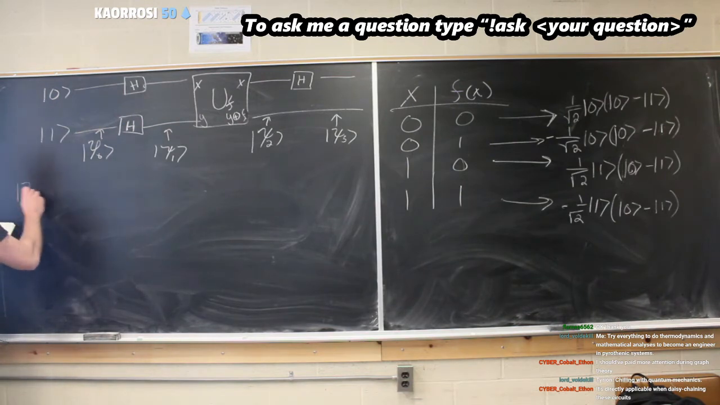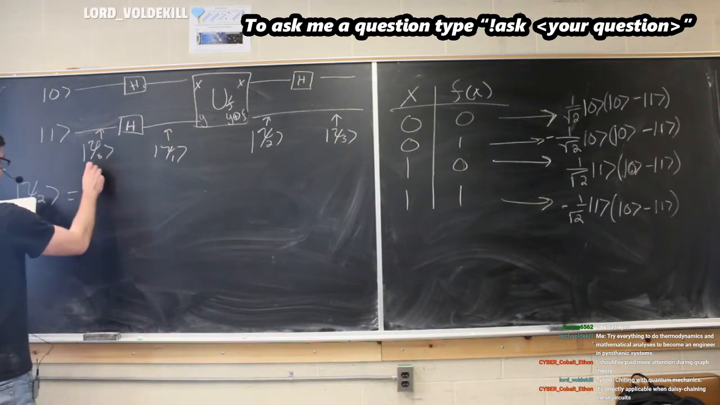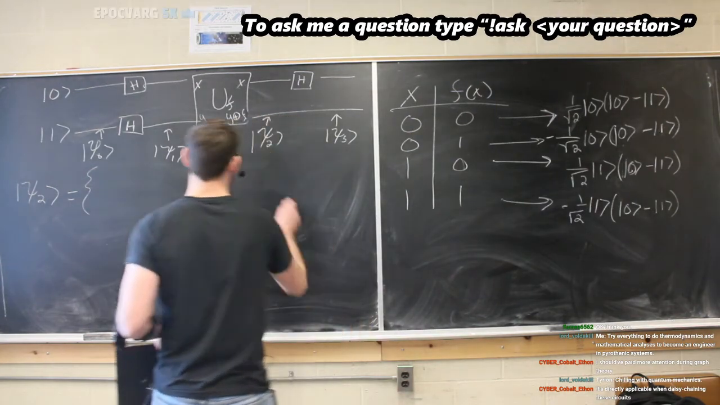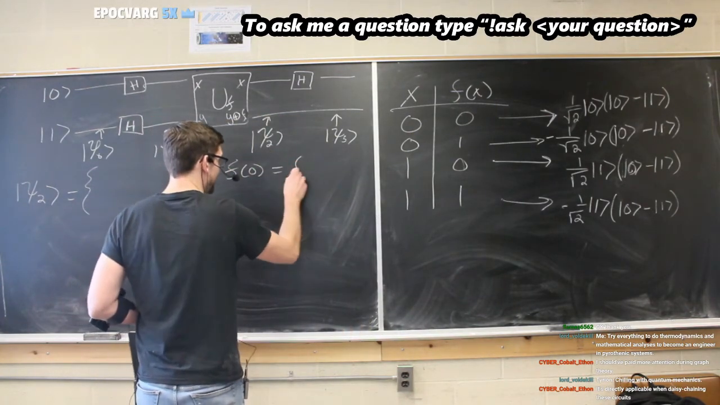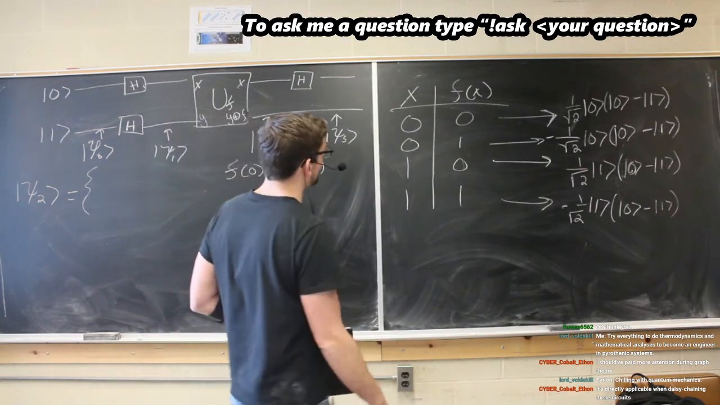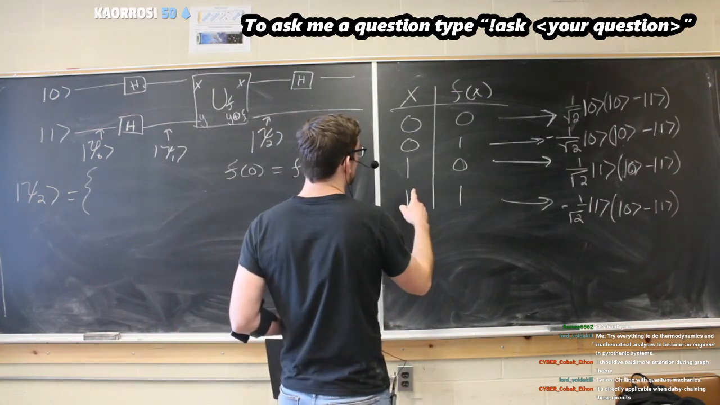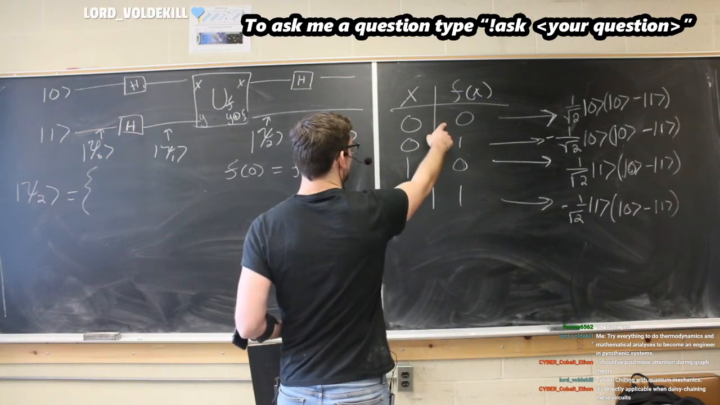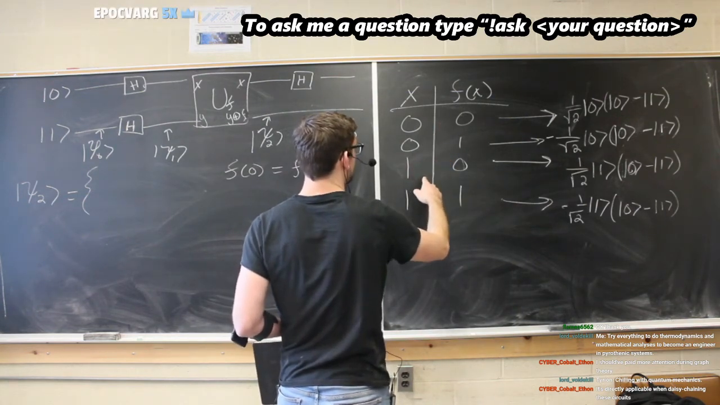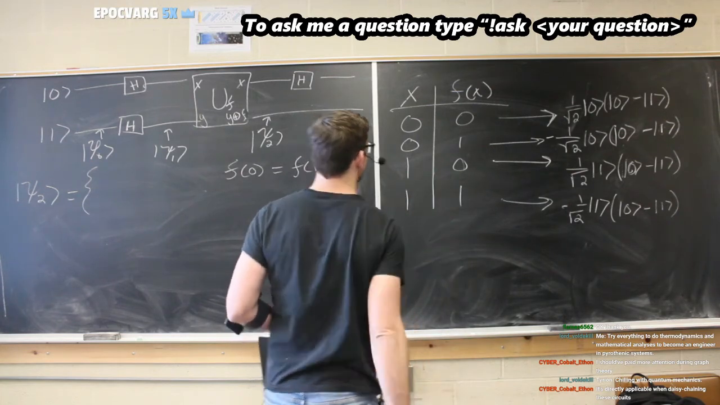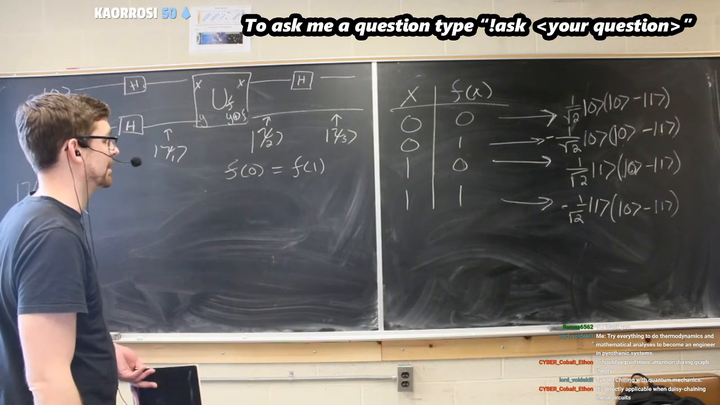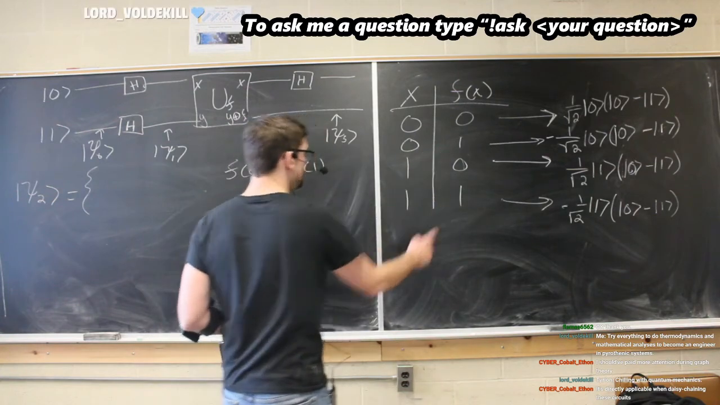So now, psi of 2. Psi of 2 is going to be the following way. What if the f of 0 and the f of 1 are equal? So f of 0 is equal to f of 1. That happens twice, right? When x is 0, f of 0 is 0. When x is 1, f of 1 is 0. And then it happens again for the 1s. Right here. Here and here.